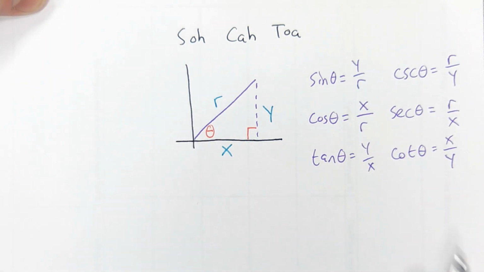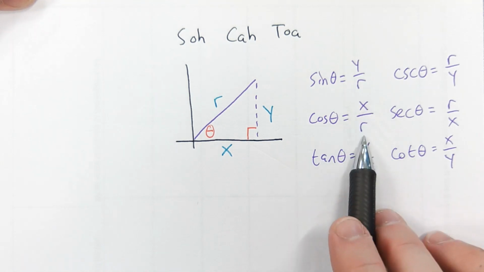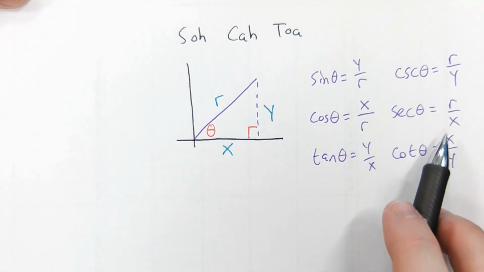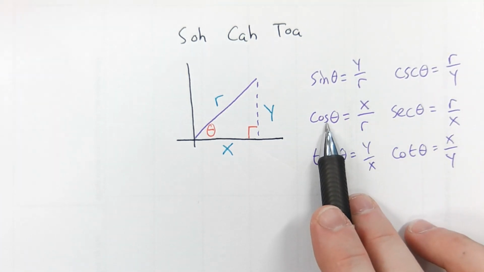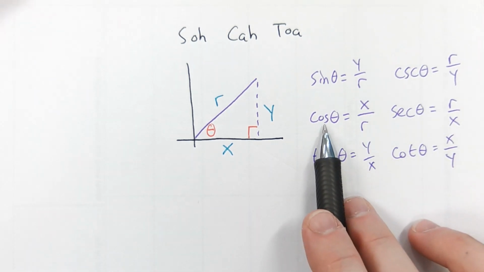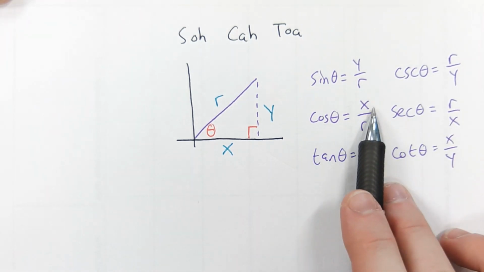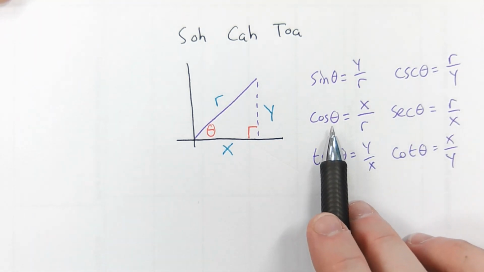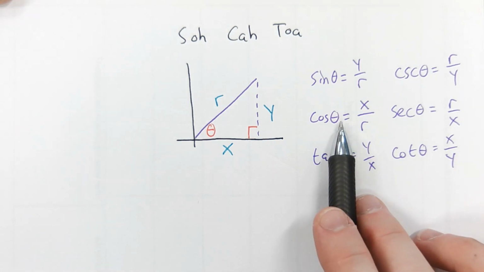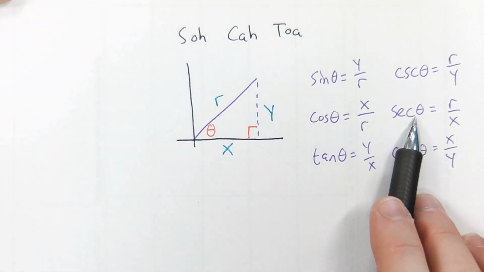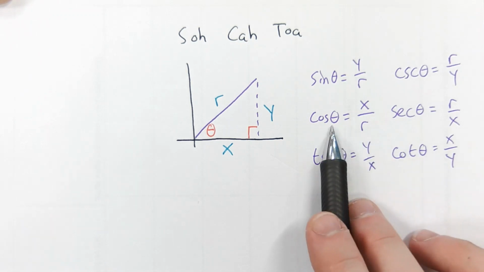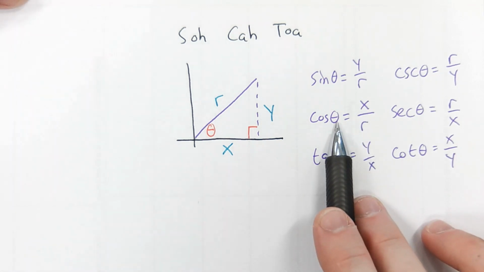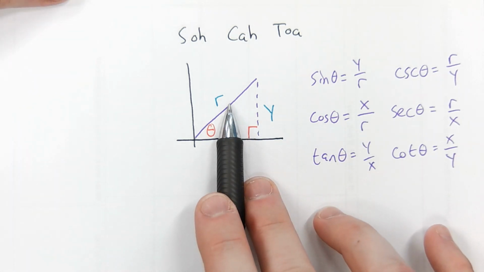Now cosine uses the letters x and r, and so does secant. Remember, r is always positive. So the sign of cosine, and also because of that secant, is determined by the x value. If x is positive, cosine and its reciprocal are positive. If x is negative, cosine and its reciprocal are negative. So where is x positive, meaning where is cosine positive? Quadrant 1 and quadrant 4.